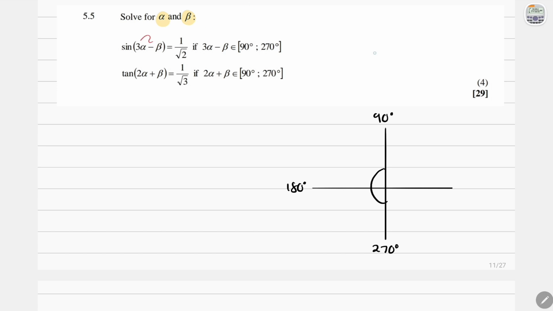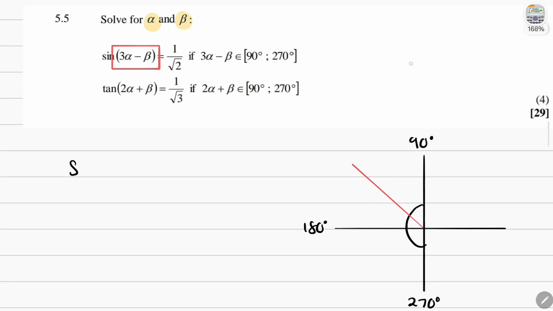But please notice that they say that sine of that angle is equal to 1 over square root 2. So it's a positive value, meaning sine is positive in this quadrant. So that would mean that sine would lie here in the second quadrant, because we're looking at between the second and the third quadrant. This is where sine lies. So we'll take this sine 3 alpha minus beta equals 1 over root 2.